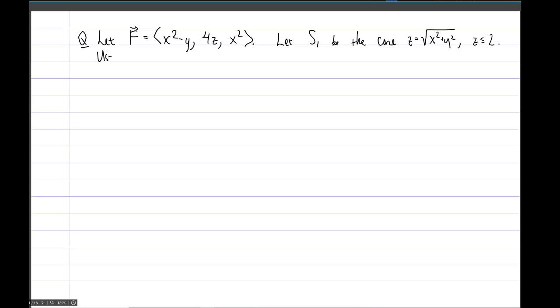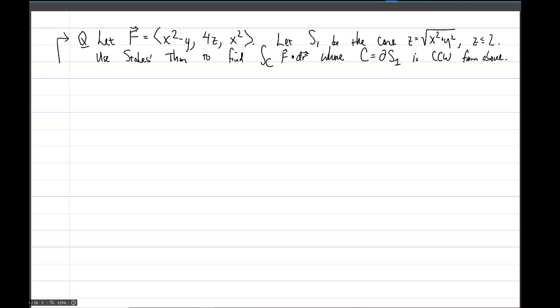Use Stokes' theorem to find the line integral over the curve C of f dot dr, where C is the boundary of this surface number 1. And this is counterclockwise from above. Okay, so the orientations need to agree in order to use Stokes' theorem.